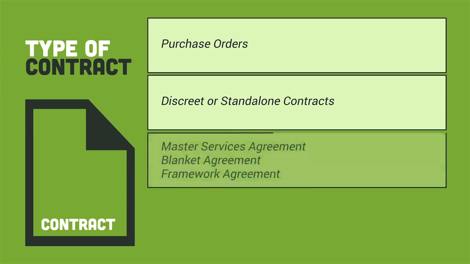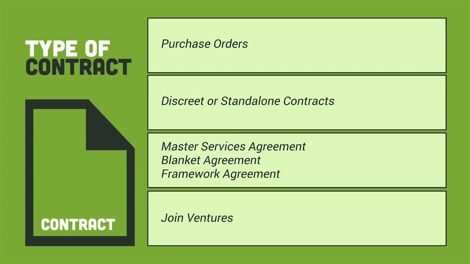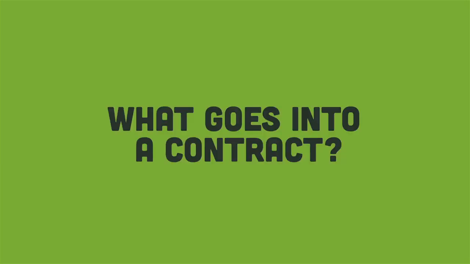A master services or framework agreement is between parties that govern future transactions. A supply agreement uses a single supplier. A panel agreement uses a selection of preferred suppliers. And finally, joint ventures are partnering arrangements which contain elements of risk and benefit sharing. So there's not one standard contract suitable for all purposes, but most will include three major parts.